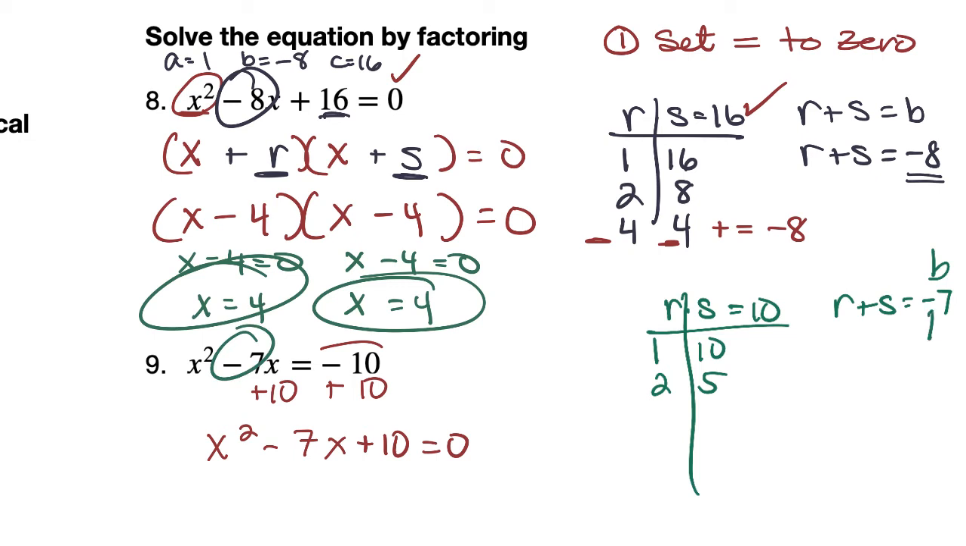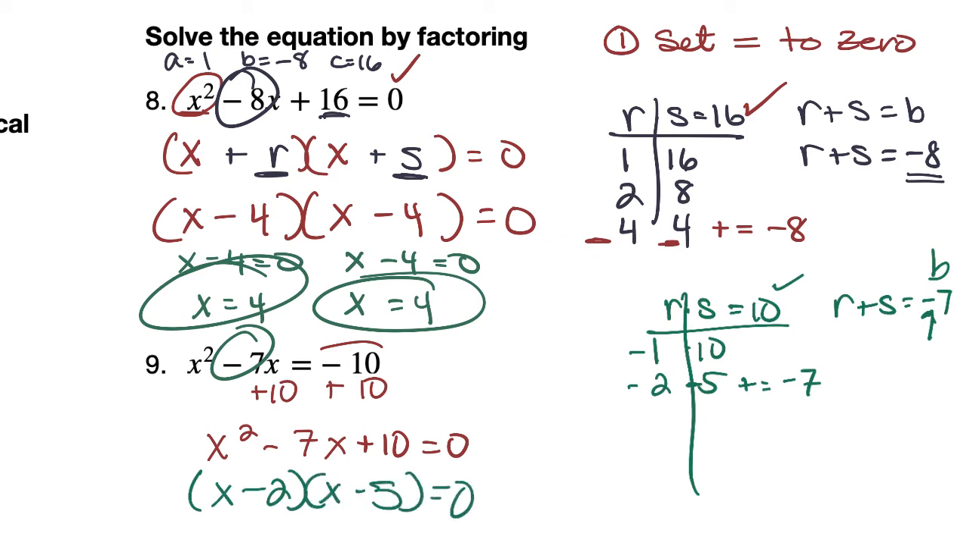And so, see here, one at least has to be negative, but I have to be a positive. So they're both going to have to be negative so that they multiply to positive and they add to negative 7. And that's what negative 2 and negative 5 do. So now I know how this factors: x minus 2, x minus 5.